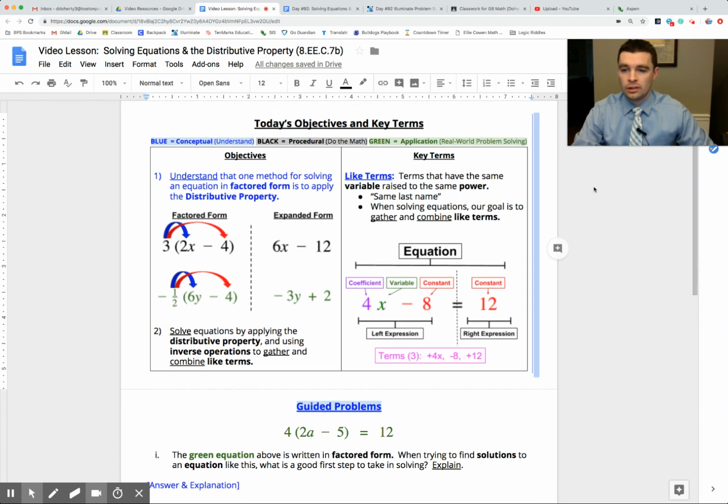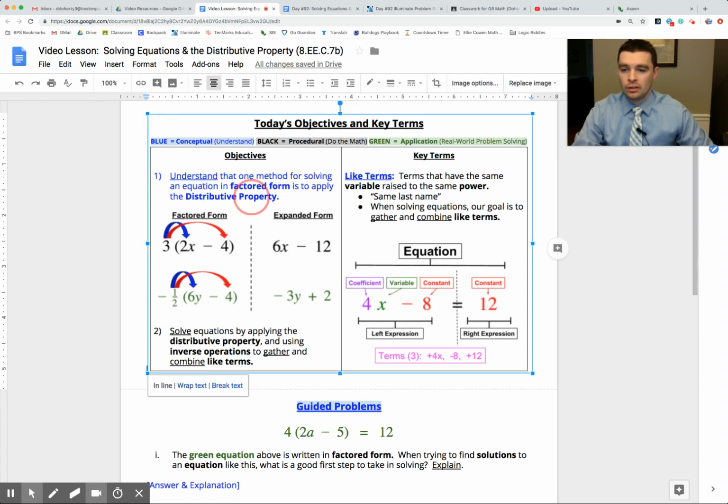In short, the distributive property is a fancy word for taking expressions that are in factored form, where we see parentheses and some number that's been factored out of both terms, and multiplying that factor back into both terms to put it into expanded form. So we see two examples here today.